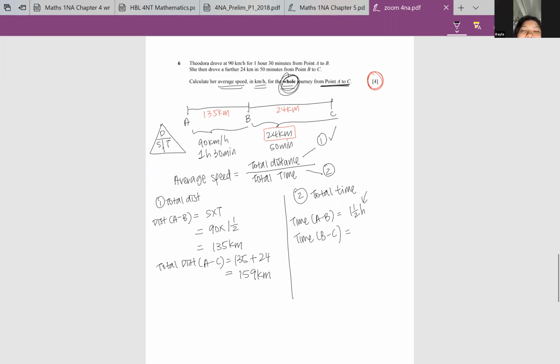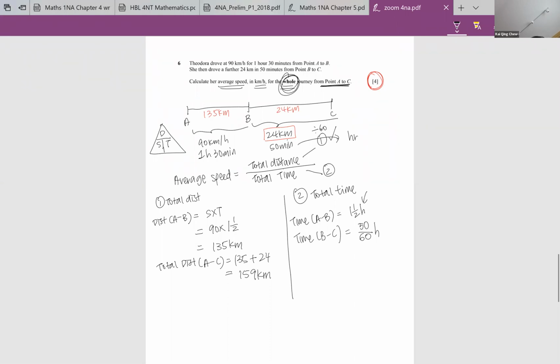If 1 hour is 60 minutes, 50 minutes is, I don't know. How do I change minutes to hours? Divide by, I don't know. Divide by 60. Change to hour, from minutes to hour. Okay, so remember, from minute to hour, I just divide by 60. Okay?